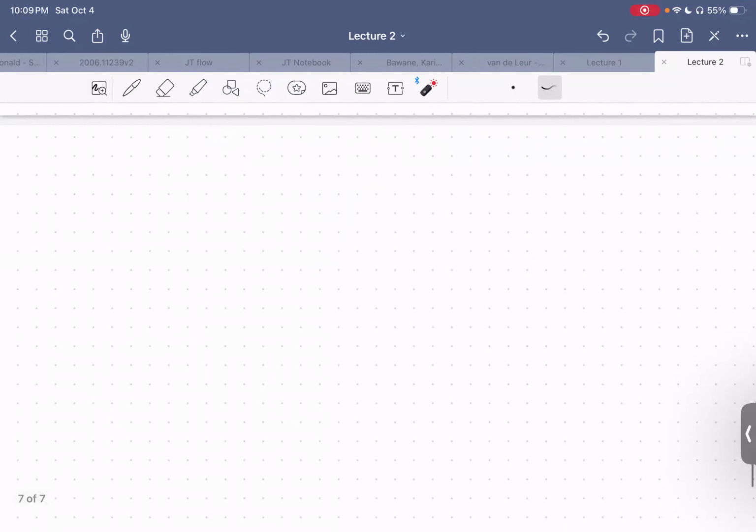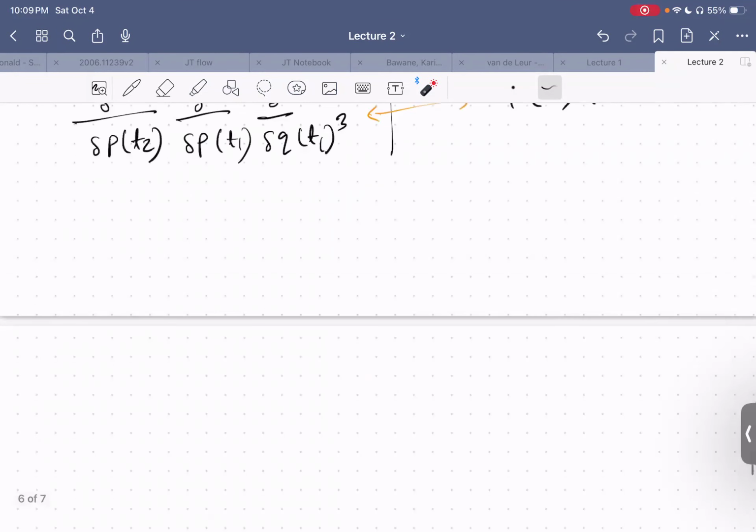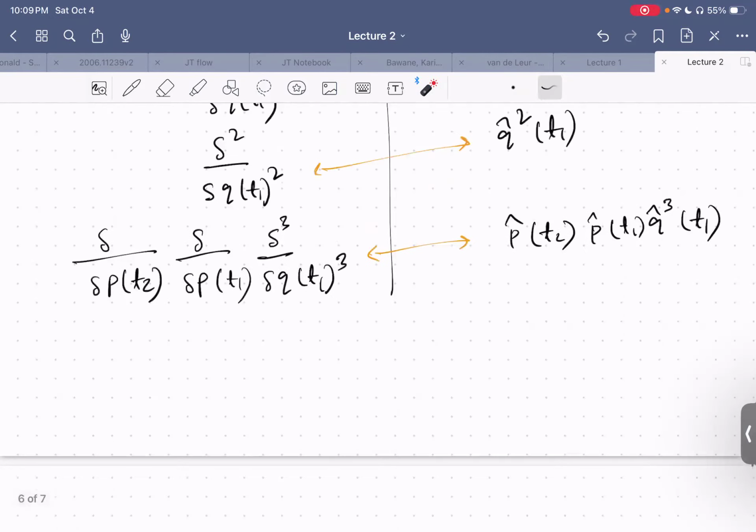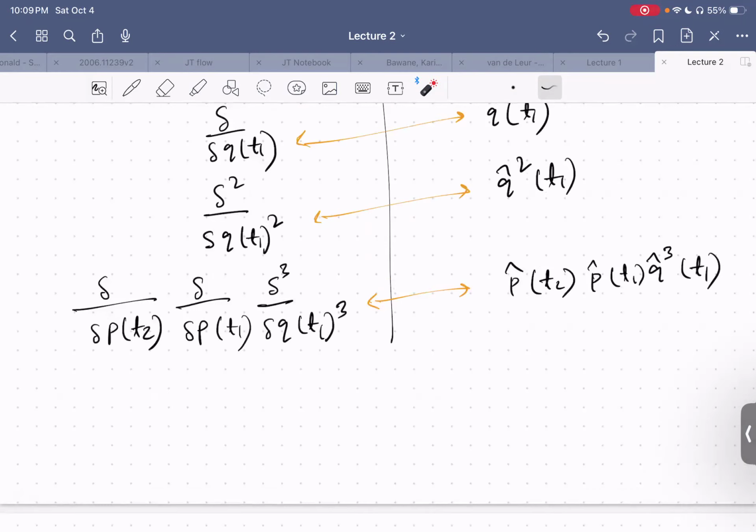Okay, now let's see. I have a question. Does this procedure only apply to functions of Q and P, or could we apply this to other operators as well, which may not be functions of Q and P? Such as? For example, yeah. I think you probably have a different scenario in mind.